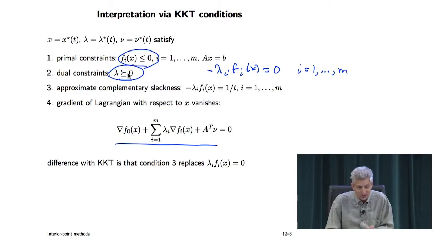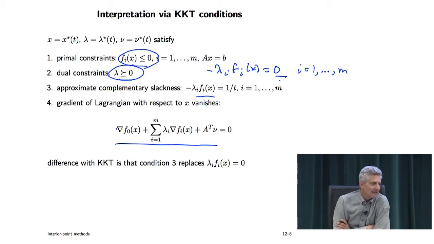You satisfy this strictly, you satisfy this exactly. And here, instead of complementary slackness with 0, the product of all the lambdas and the minus f's is 1 over t. Okay? Well, you can check because we defined lambda as 1 over t times minus fi. So that says lambda fi is 1 over t. So what it says, and now you can argue again, if t gets big, you're almost there.